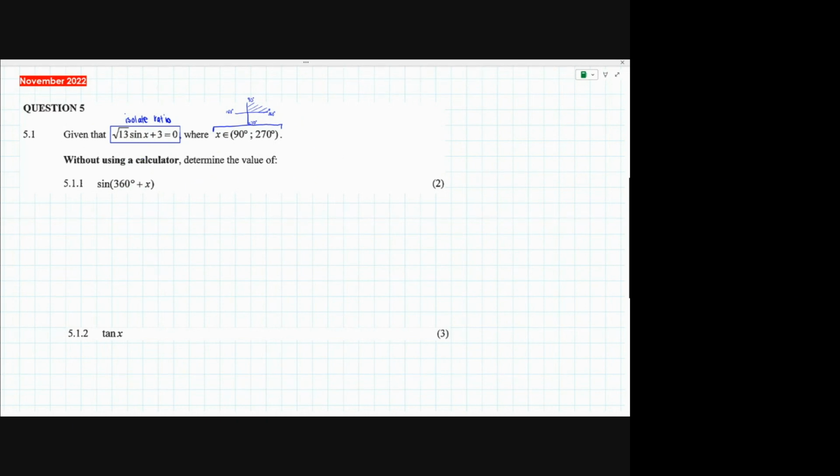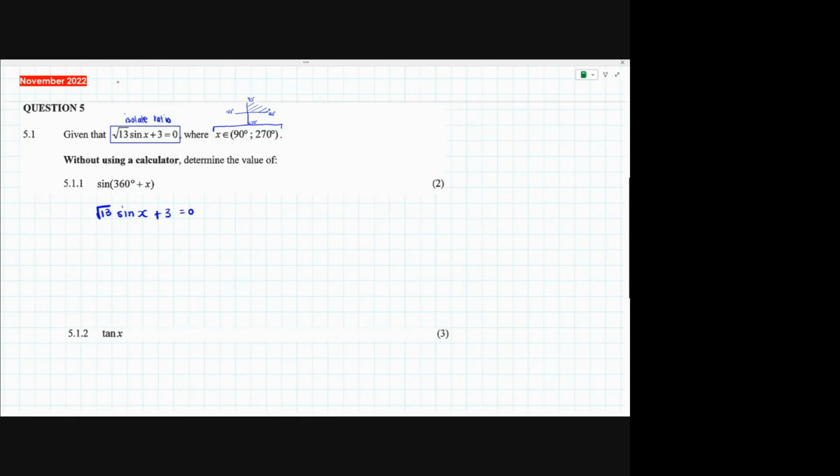You do get an answer book and paper too, and often the question will say without using a calculator and with the aid of a diagram. If it doesn't say with the aid of a diagram, I would still suggest you draw one because it is very helpful. All right, so if we take our, let's just do it here, root 13, it's a very aggressive pen, I do apologize, I'll fix it now. Root 13 sine x plus 3 equals 0.